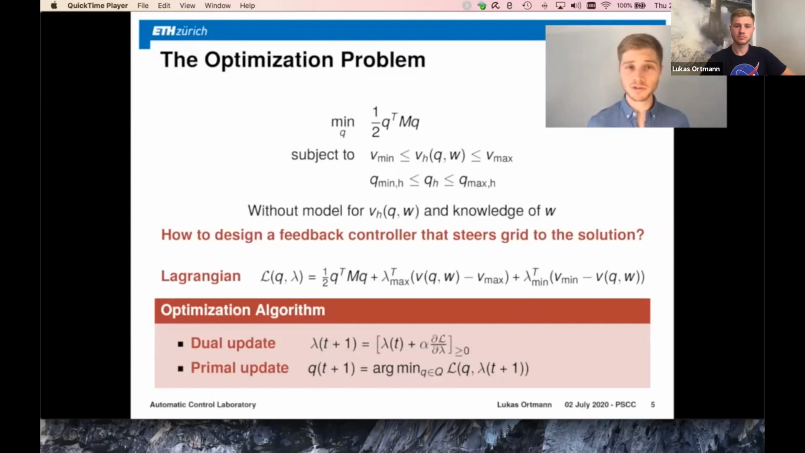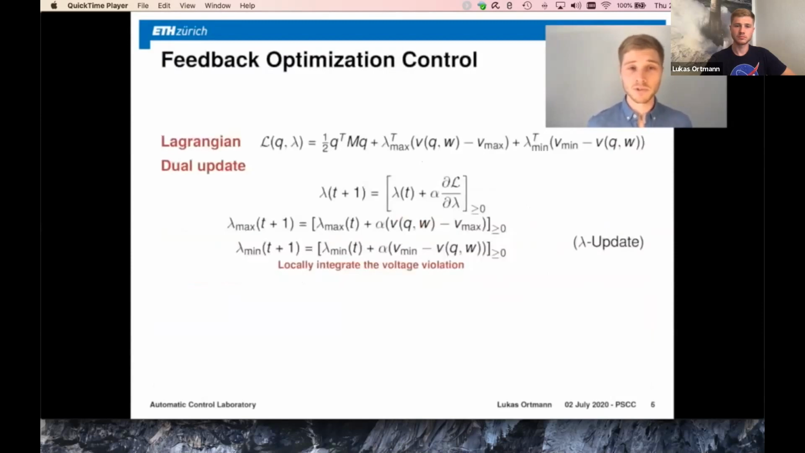And right now, this actually looks like an offline feed-forward optimization algorithm, but this is going to develop into a feedback controller that steers our system to the optimal solution of this optimization problem only using measurements locally available at the inverters.